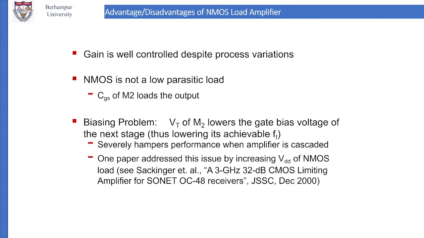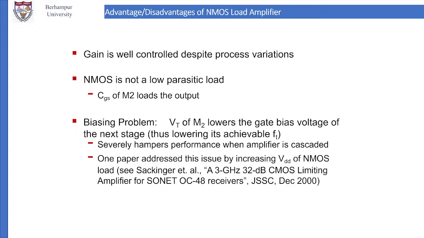Now, advantages and disadvantages of NMOS loaded amplifier. Gain is well controlled despite the process variation in design of the amplifier. So the process does not affect it. Process variation means when you design the IC, the process, photolithography or whatever you are using, that does not affect the gain. So gain is well controlled. NMOS is not a low parasitic load, so CGS of M2 loads the output. This is one disadvantage.